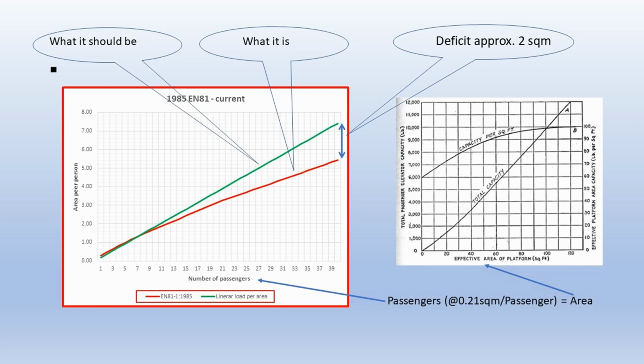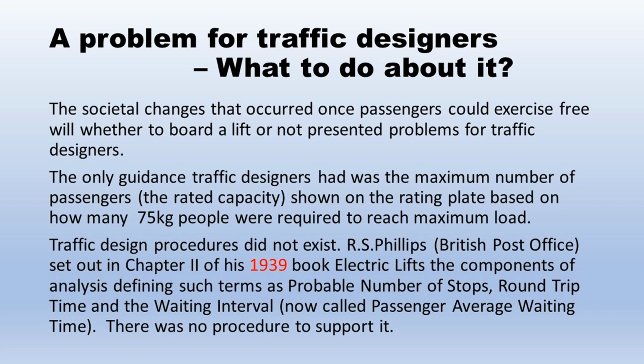This slide shows what the area should have been and what the standard required. 2 square metres of space have been removed. The societal and behaviour changes that occurred once passengers could exercise free will whether to board a lift or not presented problems for traffic designers. The only guidance traffic designers had was the maximum number of passengers shown on the capacity plate based on how many 75 kilogram people were required to reach rated load. Formal traffic design procedures did not exist.